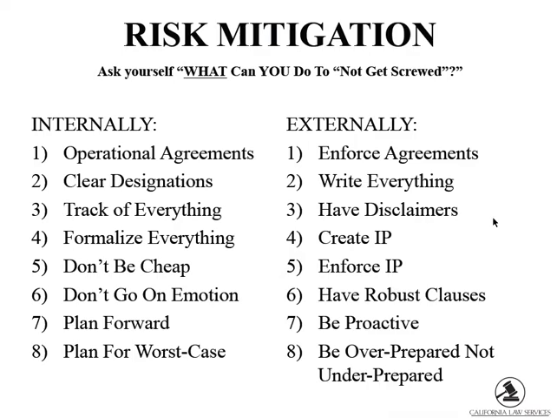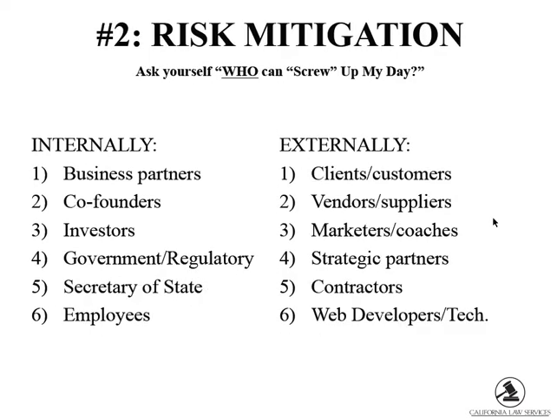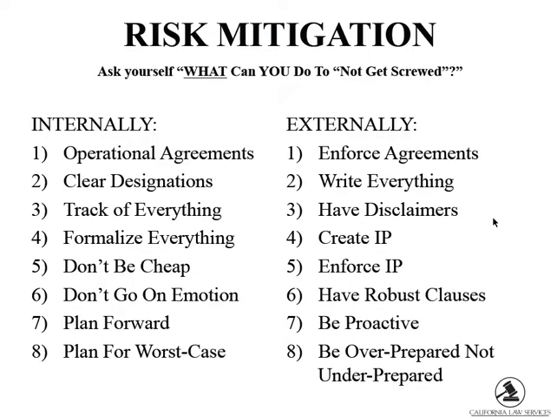Okay, so let's look at externally. Who can scrape a day now, right? How can they do it? We've identified that. What can you do? Number 1, enforce agreements. Again, write everything down. Have disclaimers. Create intellectual property. I've showed you how to do that earlier. How to create simple trademarks, right? How to enforce those trademarks. How you can gain the competitive advantage, restrict someone's behavior based on a trademark right that you have, right? And so create intellectual property, enforce it.